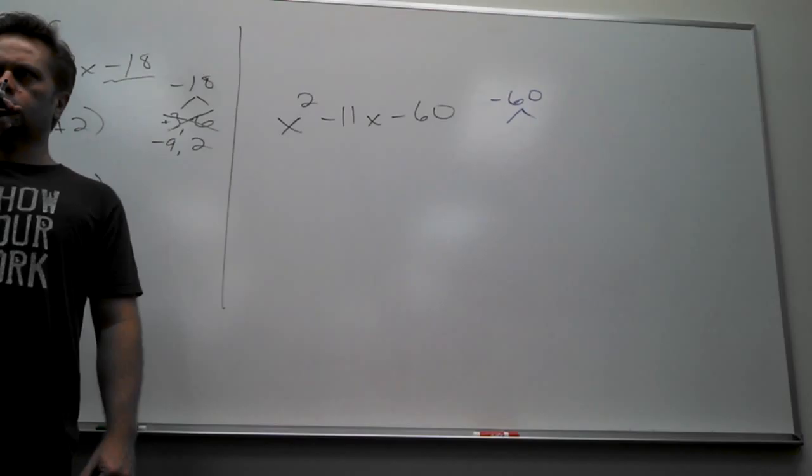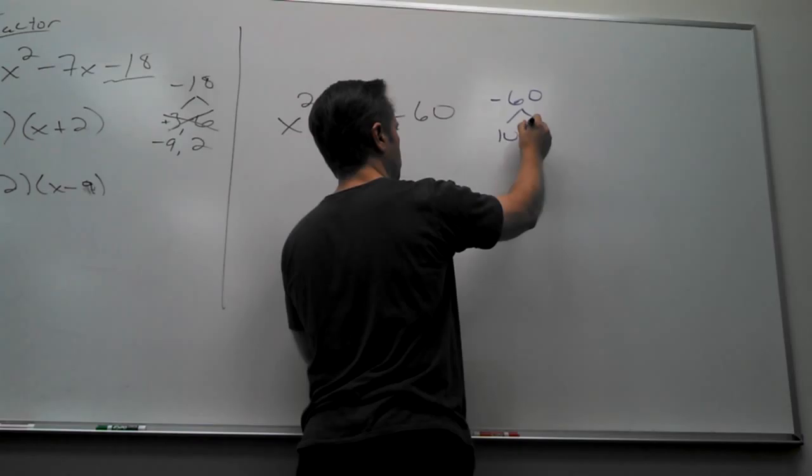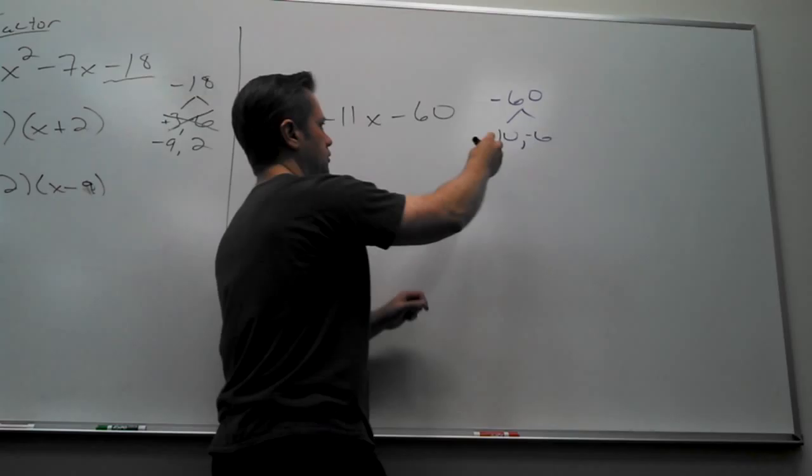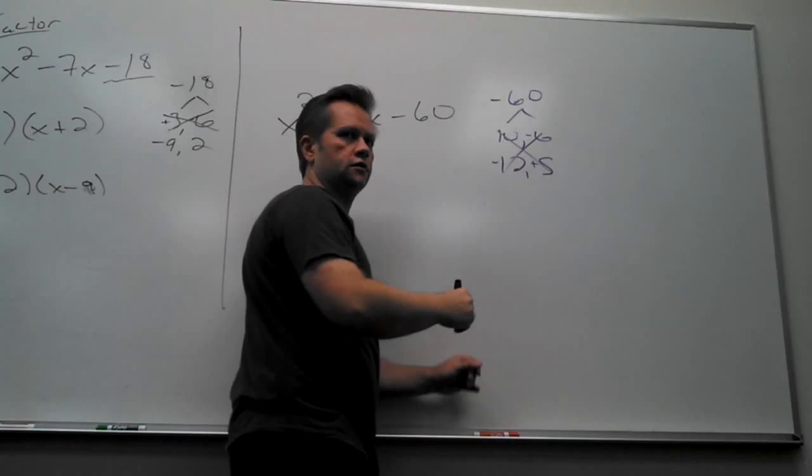So you could factor negative 60, like 10 and 6. One of them's negative, but that would make 4 or negative 4. It wouldn't make 11. I could do 12 and 5, but that would make 7 or negative 7, right? So neither one of those is good so far. I need to make 11. So you see how it's sort of like a Price is Right game in a way?